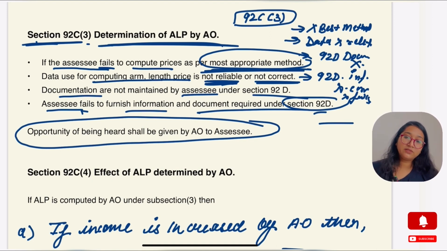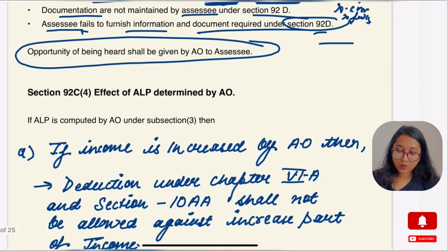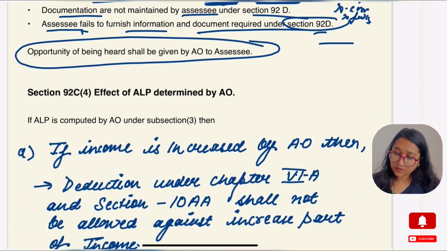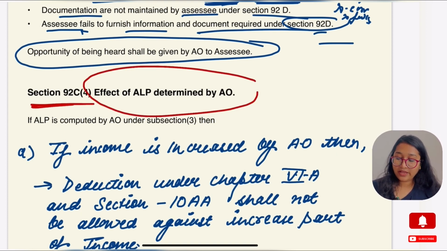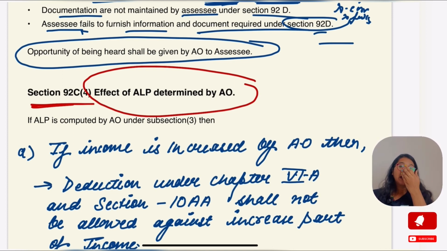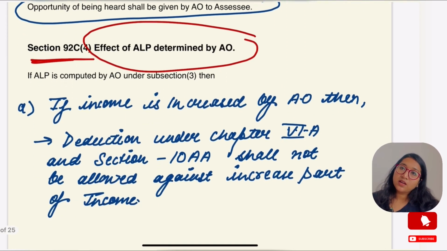The AO will give the one opportunity to SSC, right? Is this clear? Okay, let's go to the next part, which says that 92C subsection 4, effect of arm length price determined by AO. For example, the price is actually increased after determining the price by AO. In that case, what is going to happen?